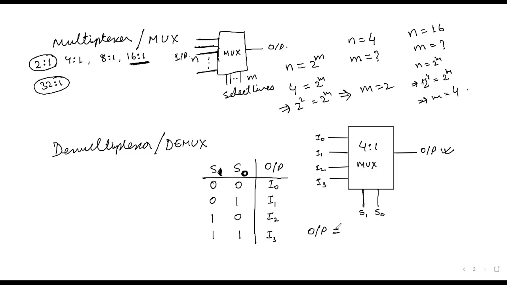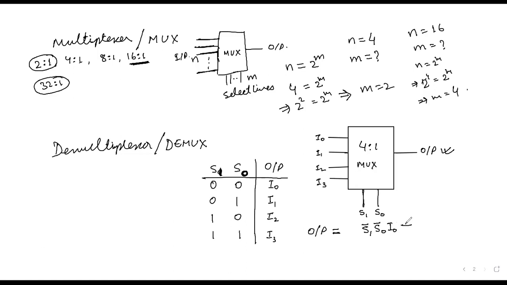Okay, so now the output will be given by the equation, and whatever equation we write, we will write it in SOP form. For the combination of S1 and S0, what can we write here, because the value of S1 is 0 and S0 is also 0? So we can write it as S1 bar, S0 bar. And for this combination, what is the output we want? We want the output as I0.